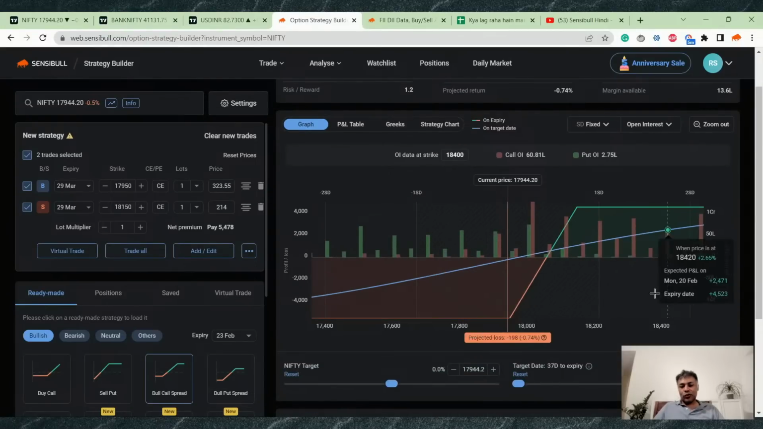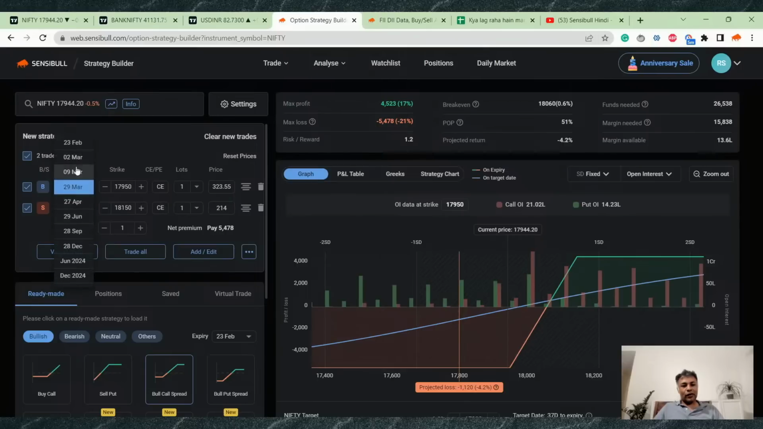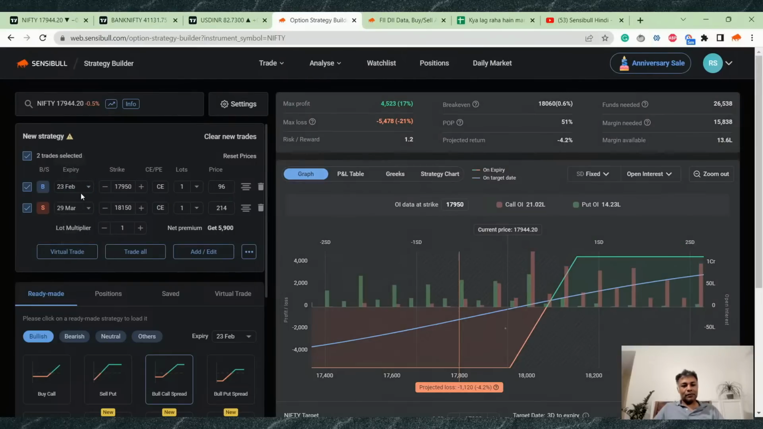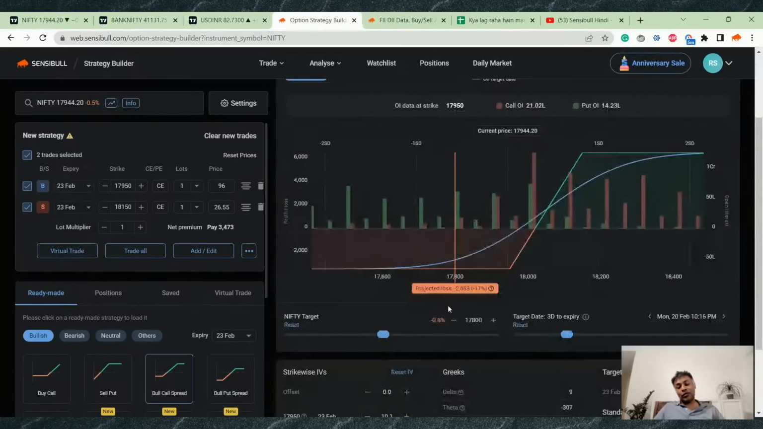In the sense that, let's put it this way: if this trade goes wrong, let's say it goes to 17,800, how much money will you lose? You lose around 1,100 rupees, right? But if you do the same thing for 23rd Feb, and if it goes to 17,800, you lose 2,600, right? So you see the meaning of gamma, right? This slope is much deeper. So if you're thinking that Nifty will consolidate and then go up further, but it might stick around here, then you're better off doing a longer term spread, because the gamma is low.